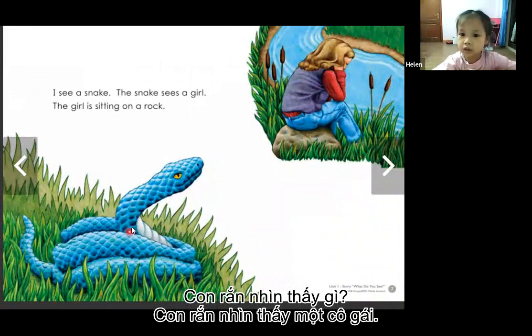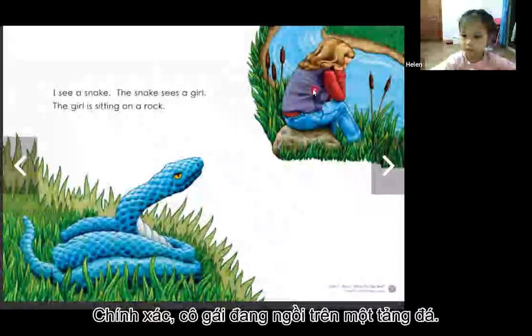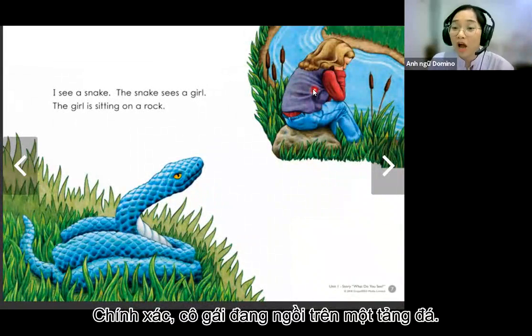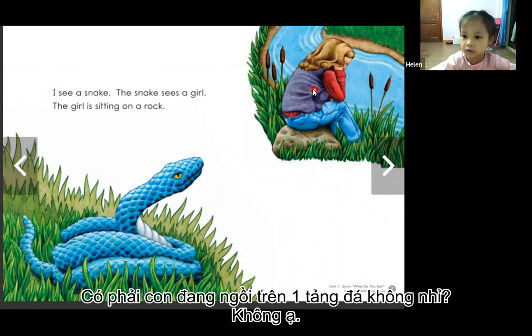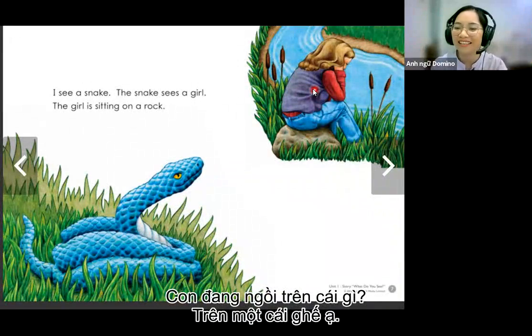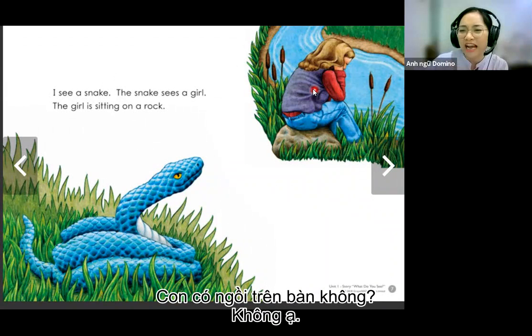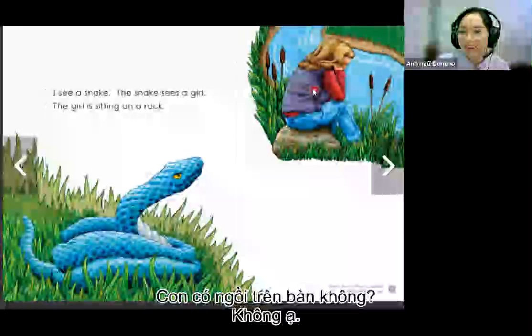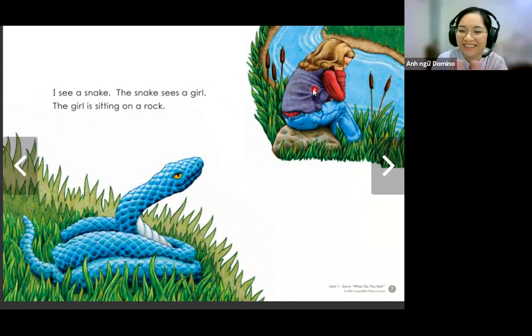A girl. What is the girl doing? Sitting on a rock. The girl is sitting on a rock. Are you sitting on a rock, Helen? No. What are you sitting on? On a chair. Do you sit on the table? No. No, it's not good, right? Okay. Very good, Helen.